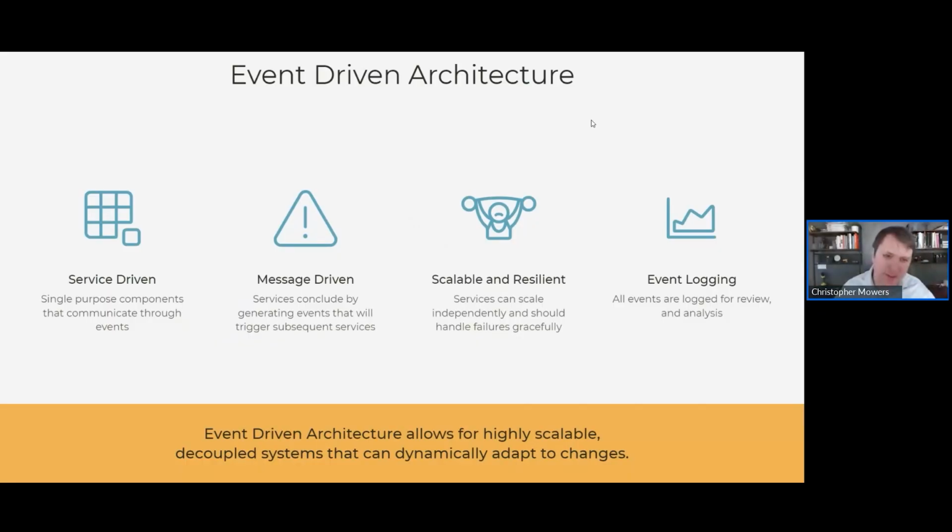So in Catalyst, we work in an event-driven architecture. As I mentioned, our services are single-purpose components. John Gilbert calls them disposable components, right? Meaning that they work for the time they're supposed to work, and then we don't care about them anymore. They communicate through events or messages, and usually they conclude by generating a message that will trigger a subsequent service. This should sound somewhat familiar. These are scalable, and they independently run. They should handle failures gracefully. And then events can be logged for review and analysis.